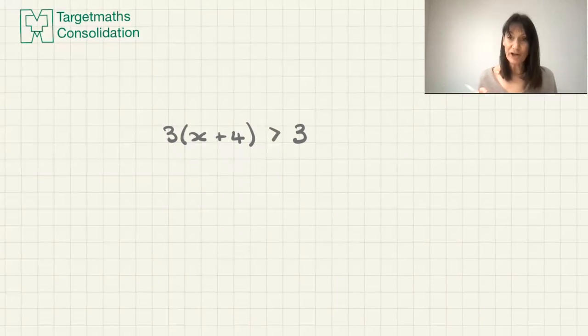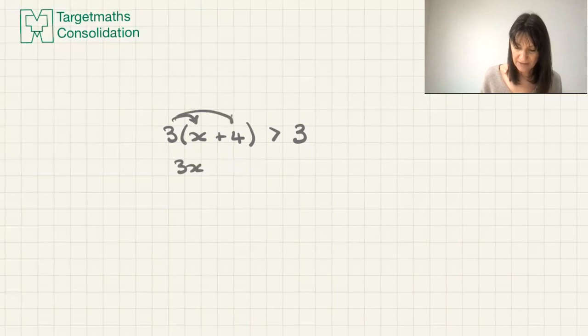Okay, so a little bit more going on here, a little bit harder, okay? So we're around the kind of halfway mark for the number of questions that we're going to do, and I am going to now increase the difficulty as we go on. The brackets are there, trapping the x. So we're going to expand that bracket first of all. So 3 times x is 3x, and 3 times 4 is 12. That is greater than 3. Now I can do my hopping.